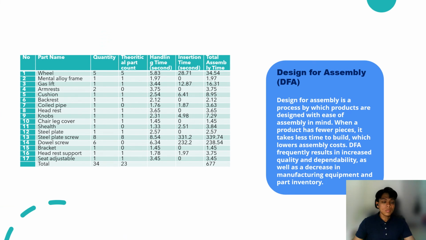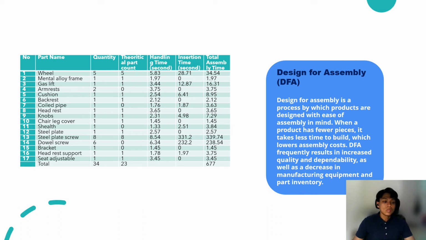Next, design for assembly, DFA. Design for assembly is a process by which products are designed with ease of assembly in mind. When a product has fewer pieces, it takes less time to build, which lowers assembly costs. So the table shows the number of parts of the study chair, the quantity of each part, and the handling time to assemble the study chair.